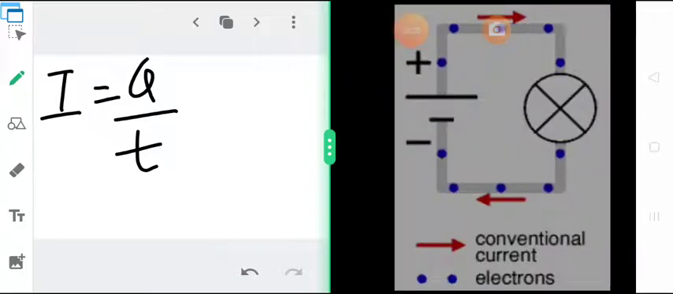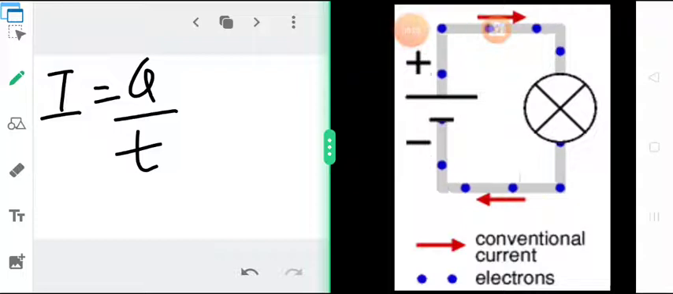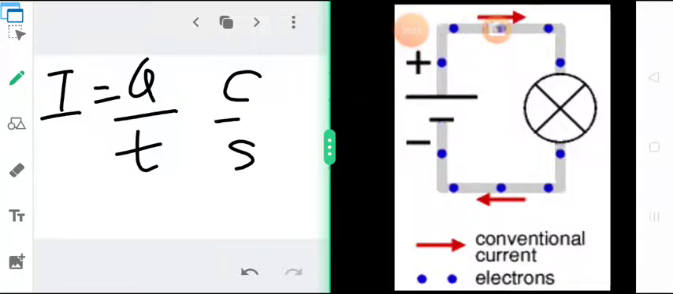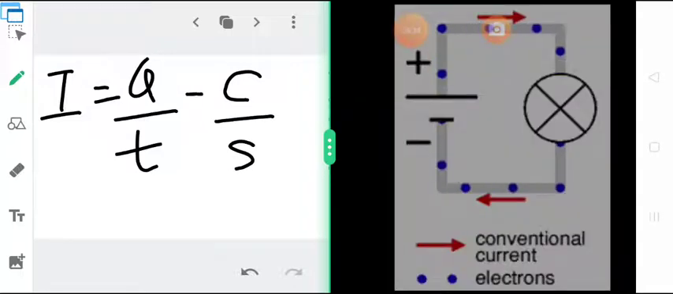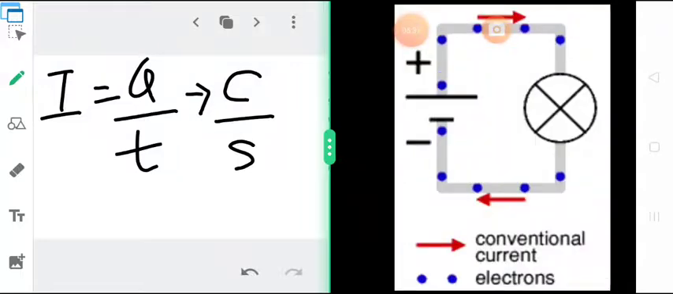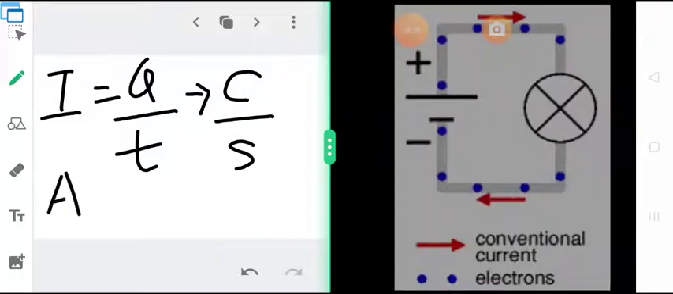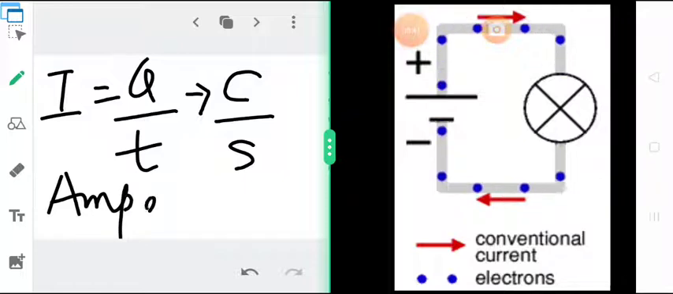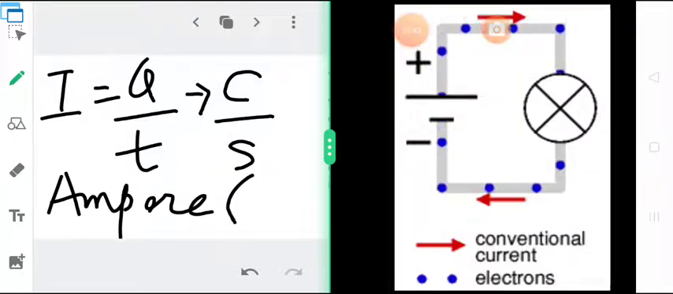If we have obtained the expression for current, very easily we can obtain the unit. Unit of charge is coulomb, unit of time is second. So, coulomb per second, that should be the SI unit of current. Coulomb per second is called ampere and symbolized as A.